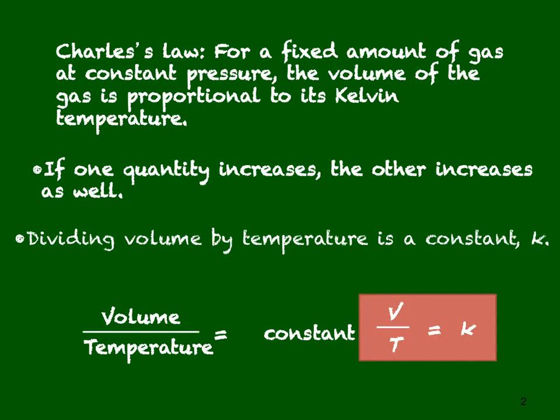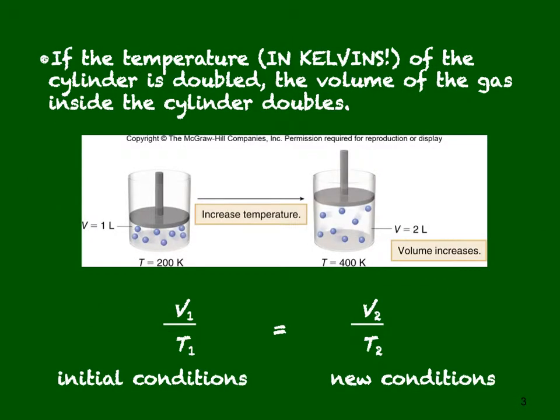This is saying that if one quantity increases, the other quantity must increase as well. This is a direct proportionality. So we can write that as volume over temperature in kelvins is equal to a constant, or V over T equals K. So if the temperature in kelvins of the cylinder is doubled here in this picture, then the volume of the gas doubles. So here we go from 200 Kelvin to 400 Kelvin.